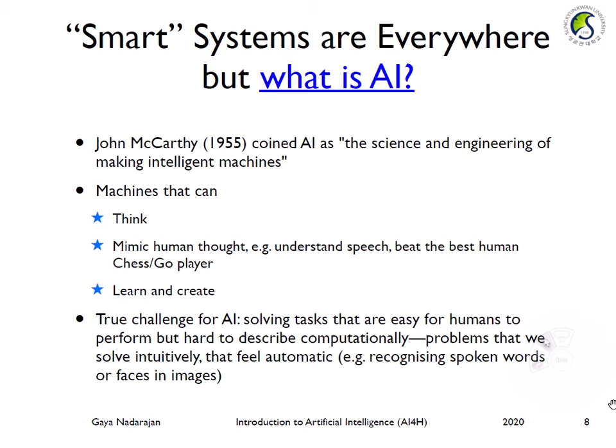So what is the true challenge for AI? The true challenge for AI is basically solving tasks that are actually easy for humans to perform, but very hard to describe computationally. So problems that we solve intuitively, right? What is it that we do without even thinking? For example, we can look around and we can know exactly what is around us, right? We know that is a white wall, a brown door, a black screen, and so on, a round clock. We can describe, oh, that's a chair with 4 wheels, and it's gray, and it's ugly. But we can have so many ways of describing something instantaneously, right?